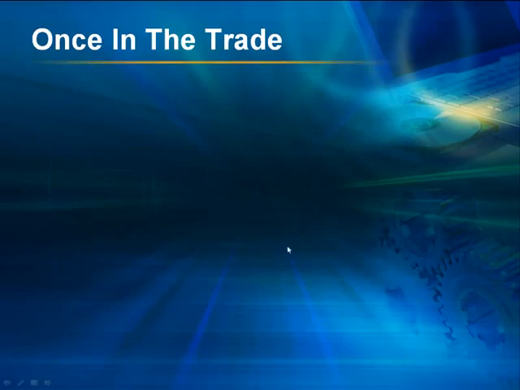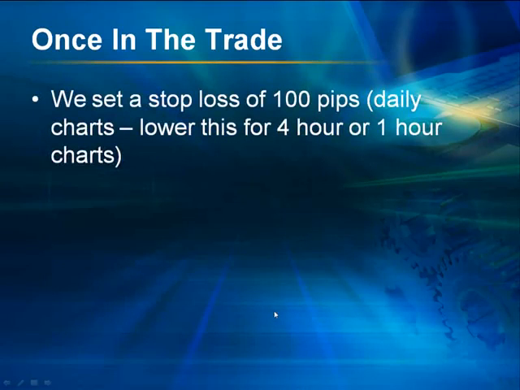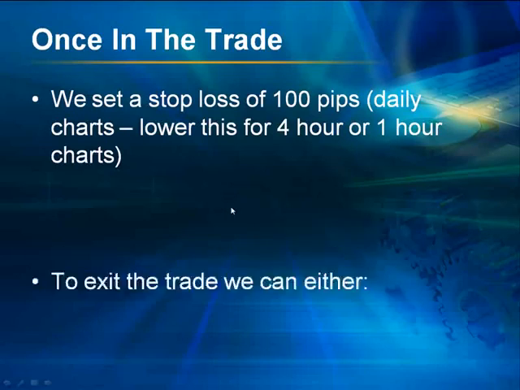And then once we're in the trade, this trade themselves are fairly automated. We set a stop loss at 100 pips, and again this is for the daily charts. When we get to video 5 I'll talk about some shorter time frames, but don't use 100 pip stops on a 4-hour or 1-hour chart if you decide to trade those.